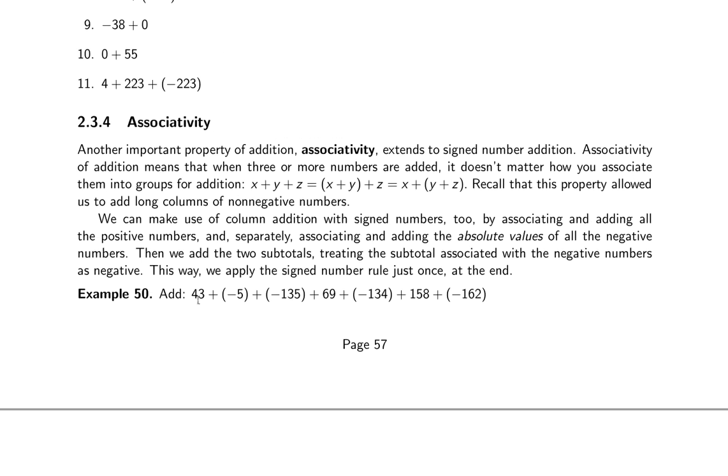All right, so again, the moral: if you're adding a bunch of signed numbers, add the positive ones separately, add the negative ones separately, and then add those last two numbers to get the answer.